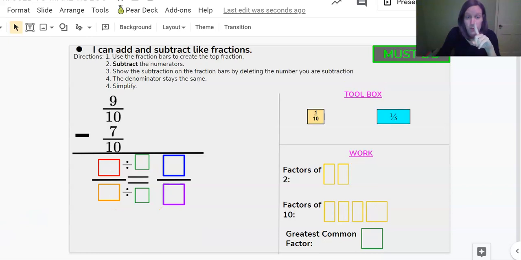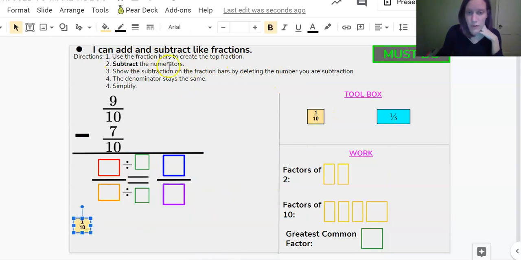I'm going to show you one more with subtraction. So in this one, we're doing 9/10 minus 7/10. So we're going to use the fraction bars to create the top fraction. I want you to put it down at the bottom though, because then we're just going to delete it.